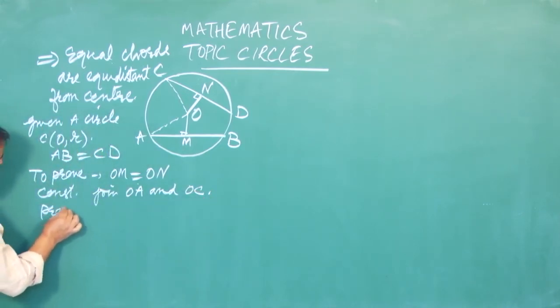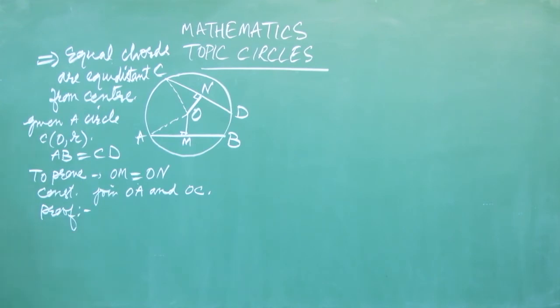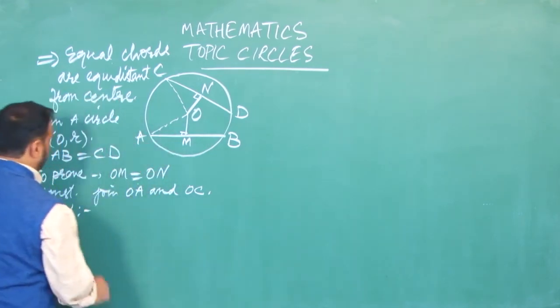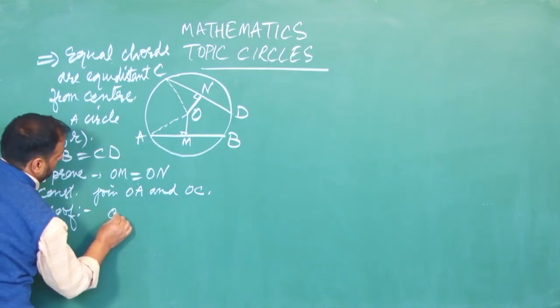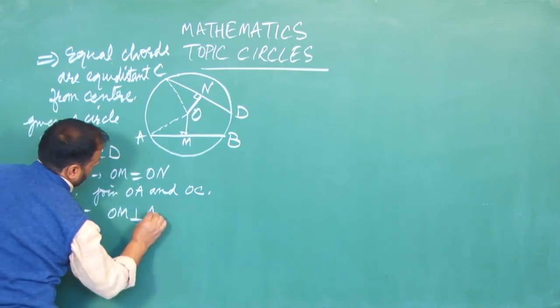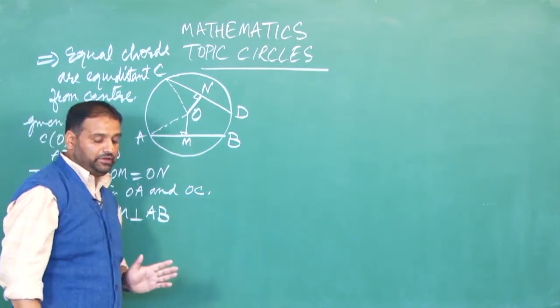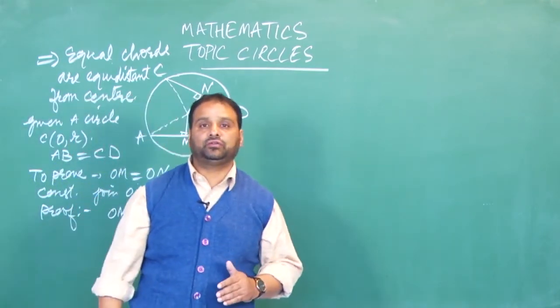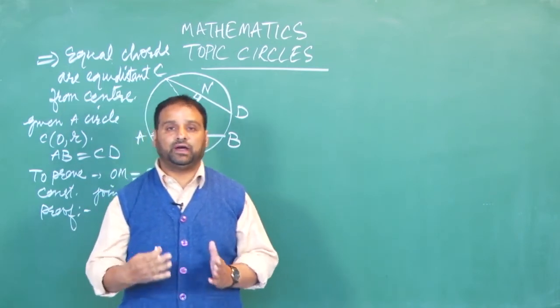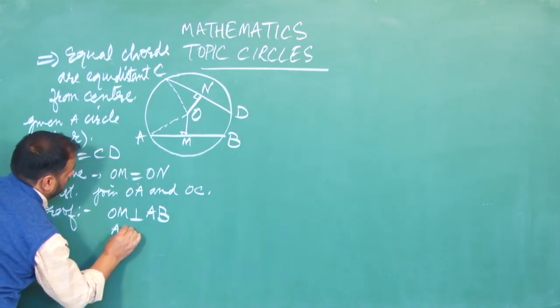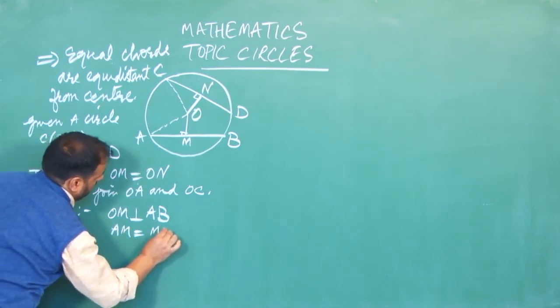Now, we need to give the proof or the reasons. AB is the chord and OM is perpendicular to that chord. We learnt earlier that if a perpendicular is drawn from the center of the circle to the chord, it bisects the chord. So, AM is equal to MB.